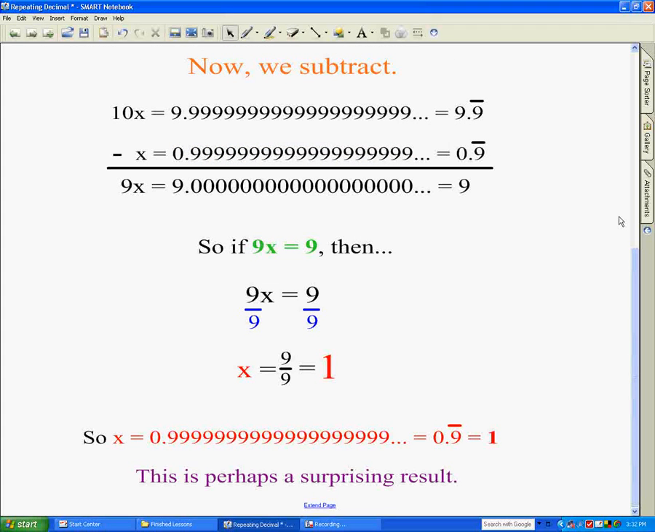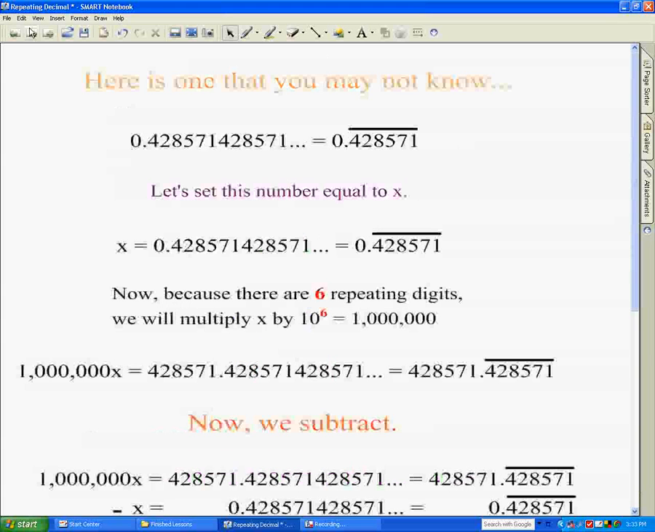If 9x equals 9, then x equals 9 divided by 9. x is 1. So 0.9 repeating does in fact equal 1. It's not infinitely close to 1. It's not just under 1. 0.9 repeating does in fact equal 1. So I know there are probably some non-believers still out there, but in fact this is true.